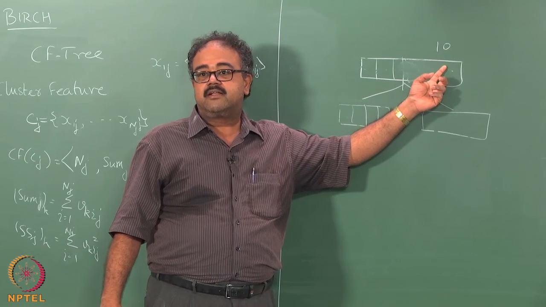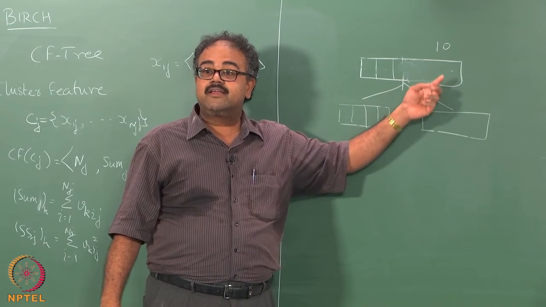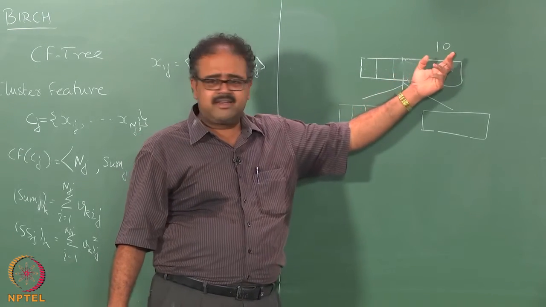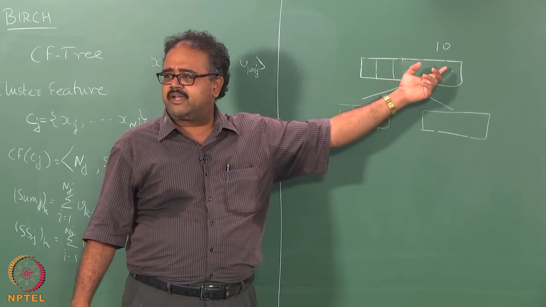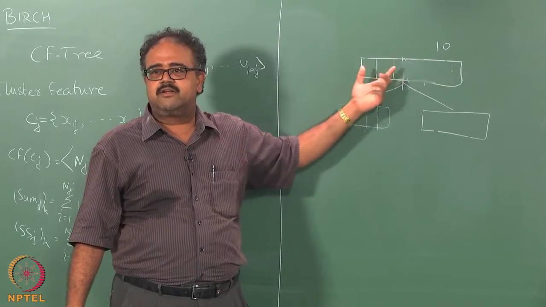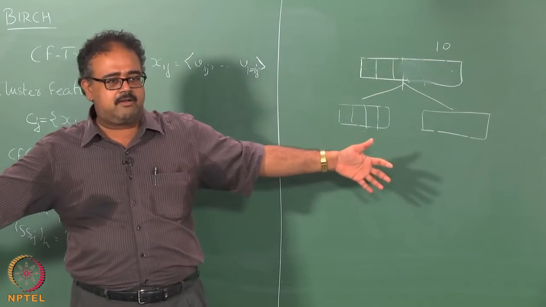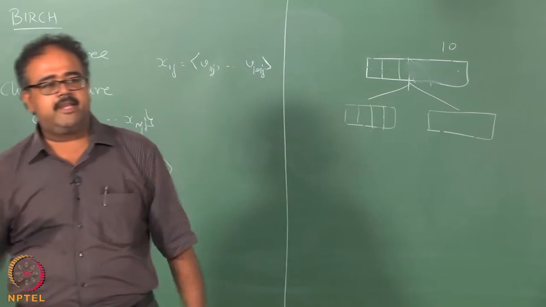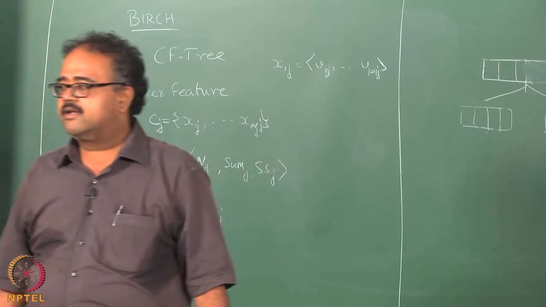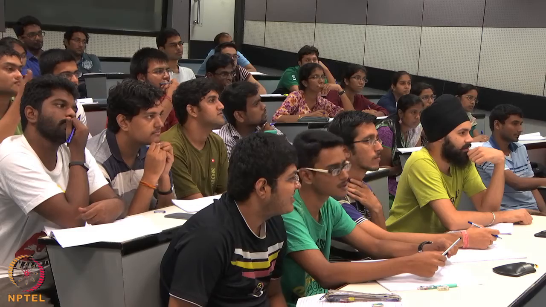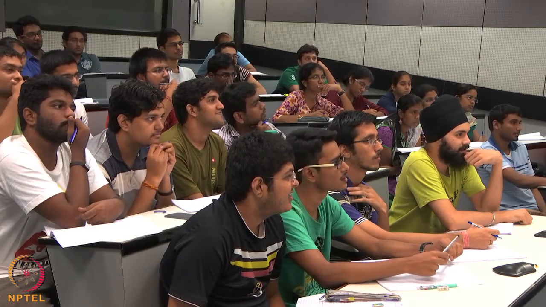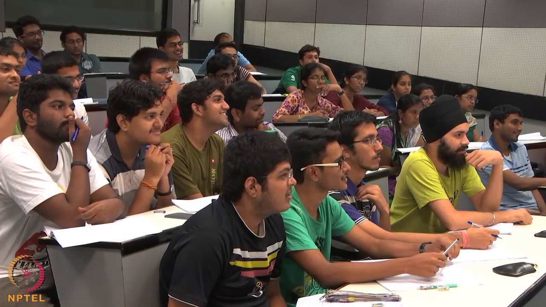Which is better? It's not bad, it's like 10, right? I have space to store 10 CF features there, right? So I could either make it broad branching, or I could make it deep. Which is better? Broad is better. Deep is better. Broad is better.